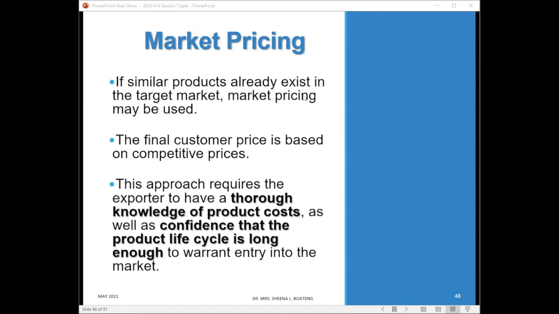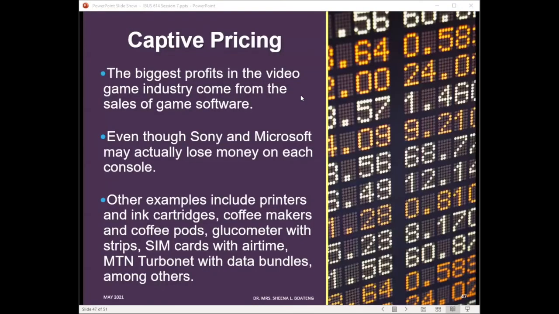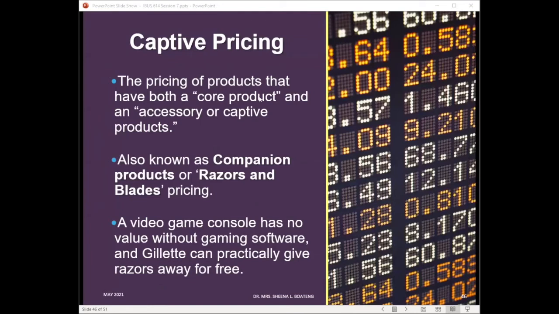Okay, so generally what I said about captive pricing is that the pricing is done such that you buy a core product and you need another product which is an accessory in order to use this core product. Now, this accessory that you need in order to use the core product is what we also refer to as the captive product. So this product holds you captive such that if you do not buy this accessory, you will be unable to use the core product that you have purchased.